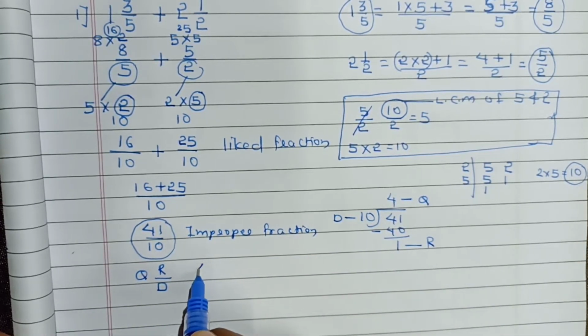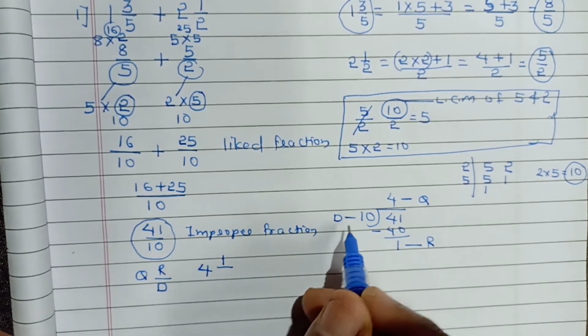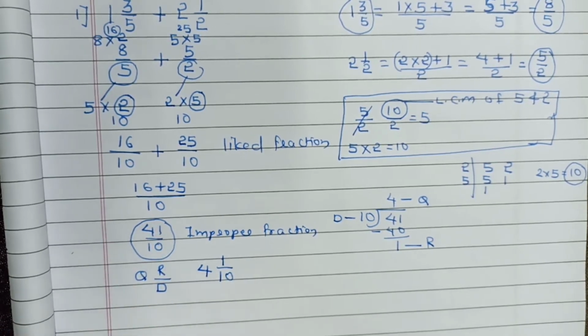So 4 you have to write here, and then remainder we got 1, and divisor is 10. If you multiply this, note, 10 into 4, 40. 40 plus 1 is 41 divided by 10. So this is the answer for this.